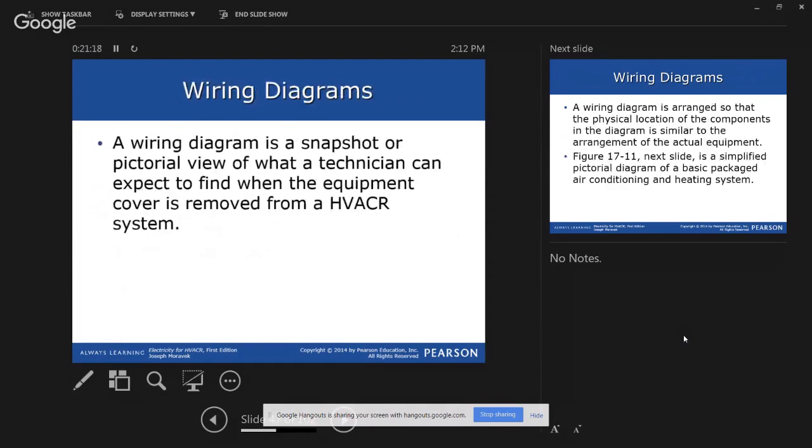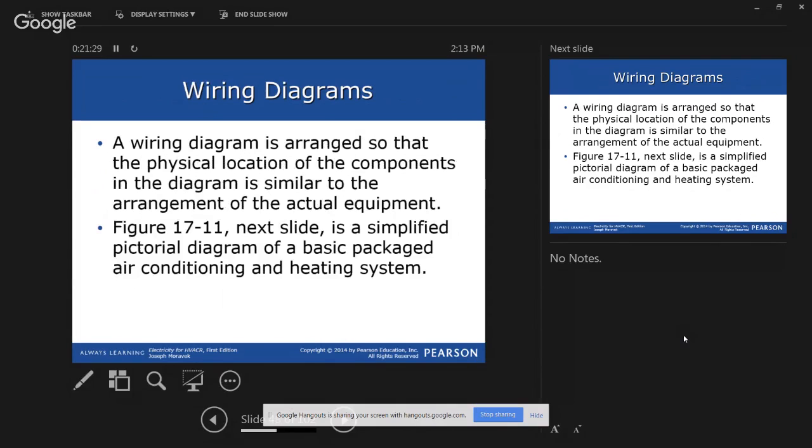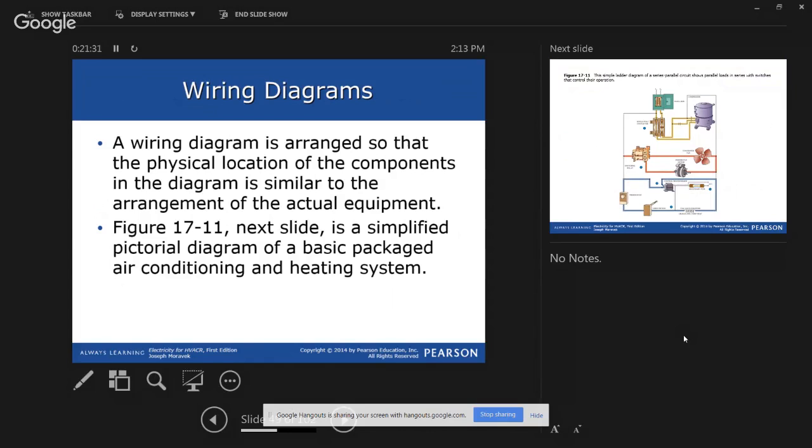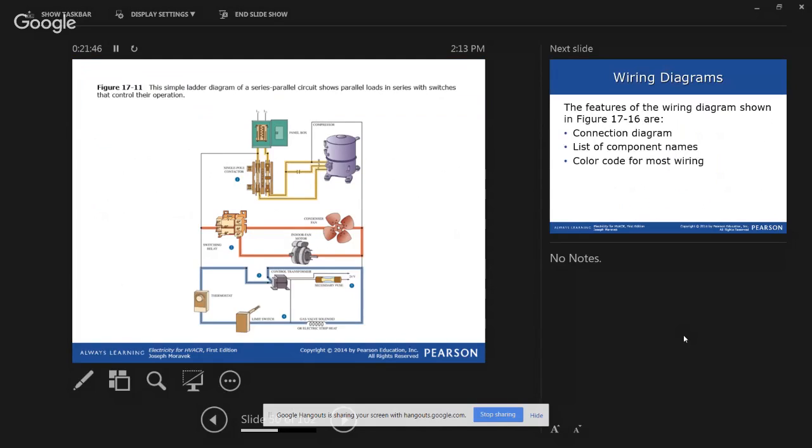Okay. A wiring diagram is a snapshot or pictorial view of what a technician can expect to find when the equipment cover is removed from the HVAC system. Wiring diagram is arranged so the physical location of the components in the diagram is similar to the arrangement of the actual equipment. Figure 1711, the next slide, is a simplified pictorial diagram of a basic packaged air conditioning and heating system. We've spent some time with him already.